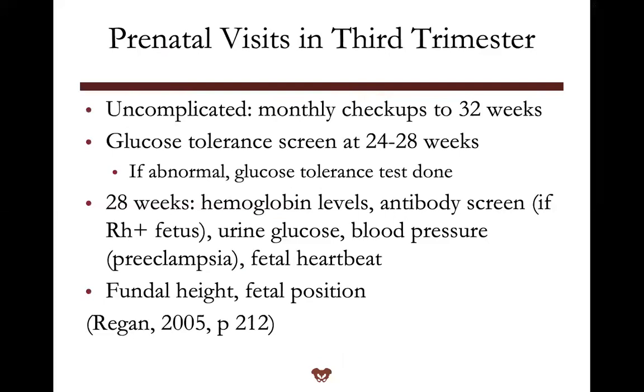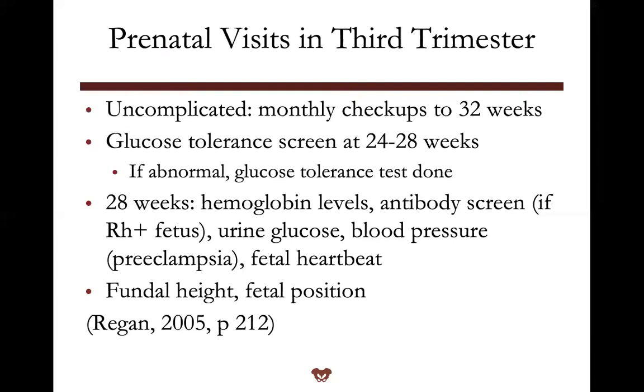In an uncomplicated pregnancy, moms will have monthly checkups up until 32 weeks, and then they will become more frequent after that. Glucose tolerance screening is going to be done at the end of the second and beginning of the third trimester. And if that glucose tolerance screen is abnormal, then a glucose tolerance test is going to be done to determine if mom has gestational diabetes.